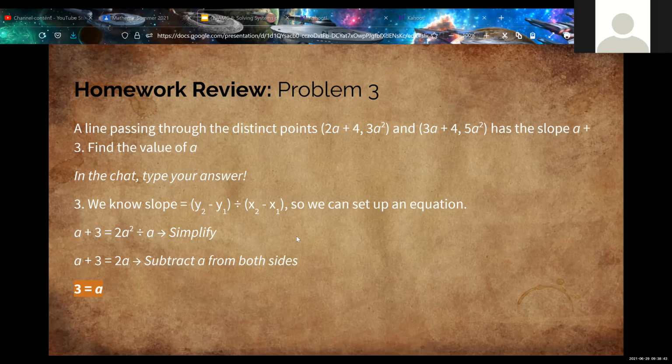So the 2a plus 4, comma 3a squared, and then the second coordinate is 3a plus 4, comma 5a squared. So 2a plus 4 is the x coordinate, and 3a plus 4 is the other x coordinate. So it's x2 minus x1, and then, never mind.